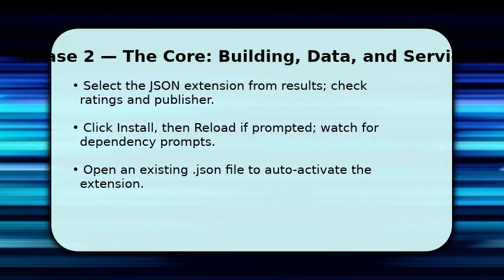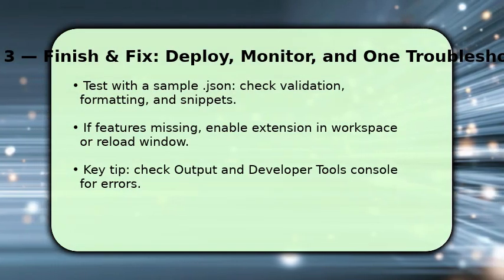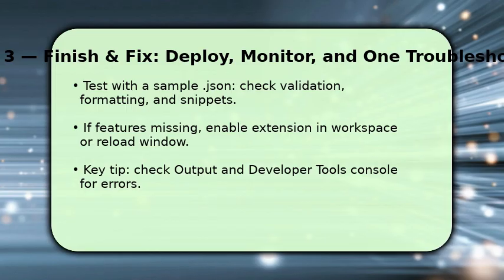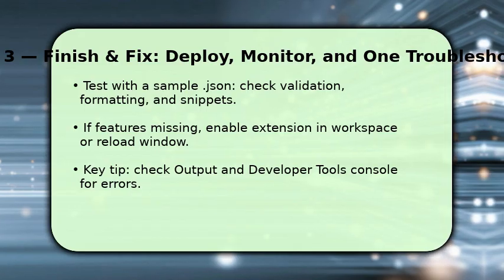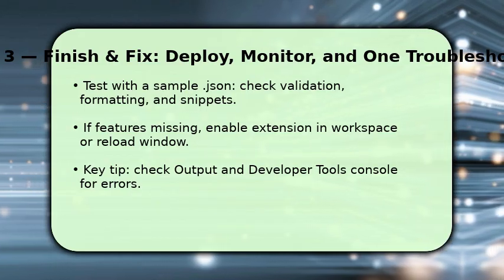You'll finish by validating functionality. Open a sample .json file, trigger format and autocomplete, and confirm the extension snippets work. If something fails, make sure the extension is enabled for the workspace and then reload the window to clear transient issues.